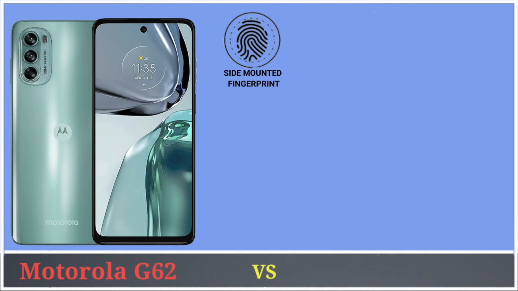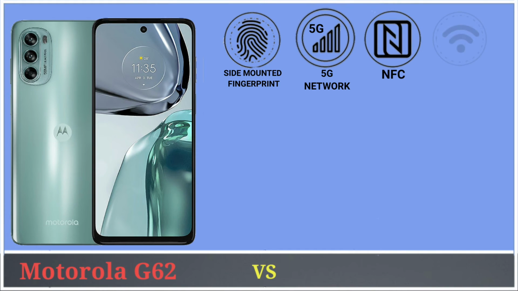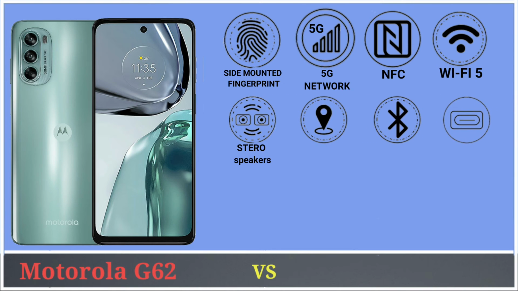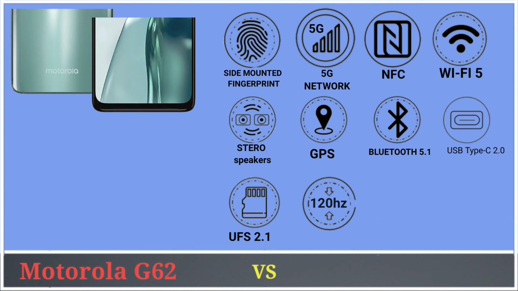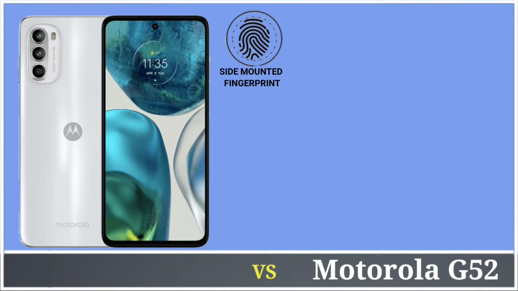Let's talk about both phones' connectivity. Start with Motorola G62. It has a side mounted fingerprint sensor. It supports 5G network, NFC, Wi-Fi 5, stereo speaker, GPS, Bluetooth 5.1, USB Type-C, UFS 2.1, and 120Hz high refresh rate. Let's talk Motorola G52.